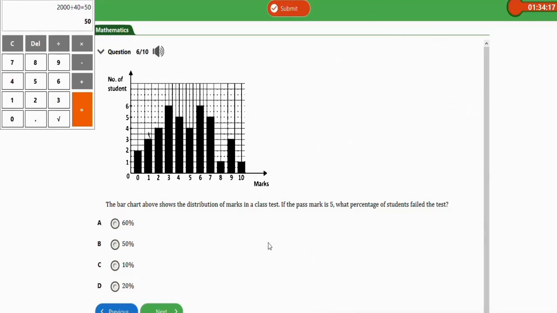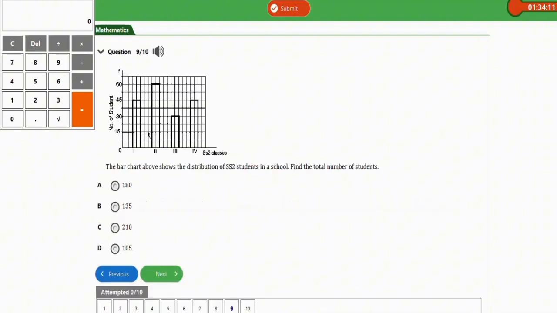Okay guys, the next repeated question we're going to solve will be this question. It says the bar chart above shows the distribution of SS2 students in a school. Find the total number of students. Alright, this question is actually easy. So let's do this. The total number of students.